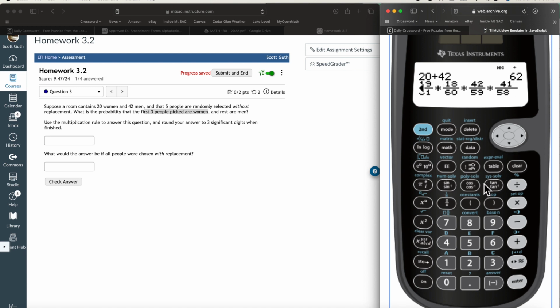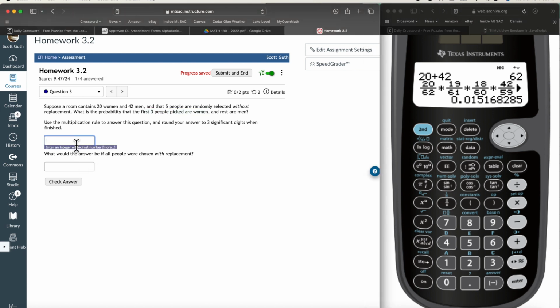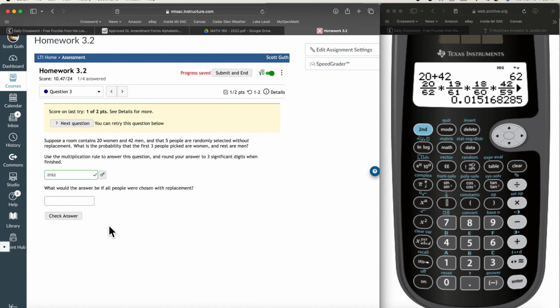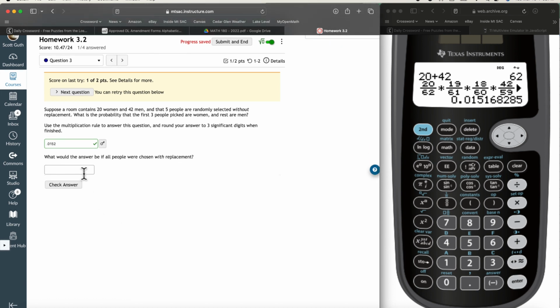Okay, so that's 5 different probabilities multiplied because all 5 things need to happen, and there's only a 0.0152 probability of happening, like that. Check my answer, should be okay. And then they ask, what would be the answer if all people were chosen with replacement?